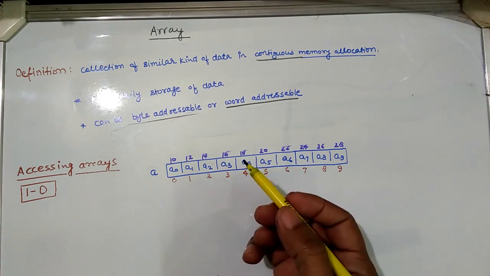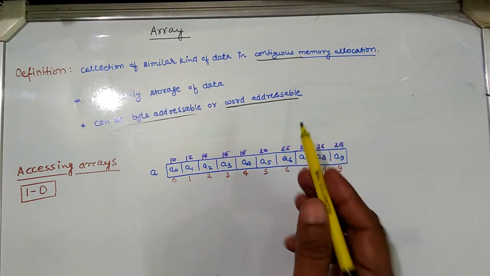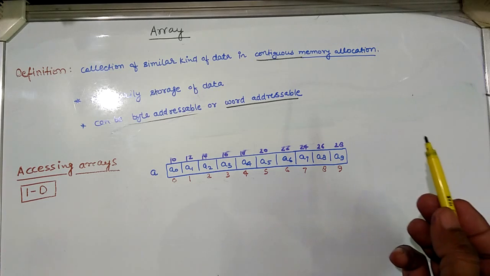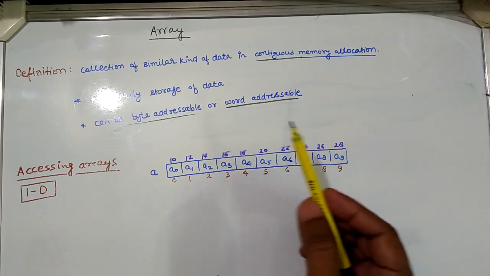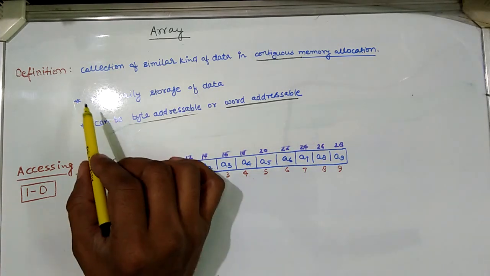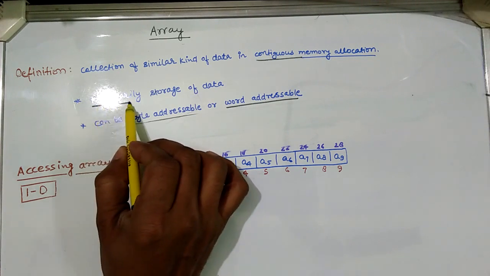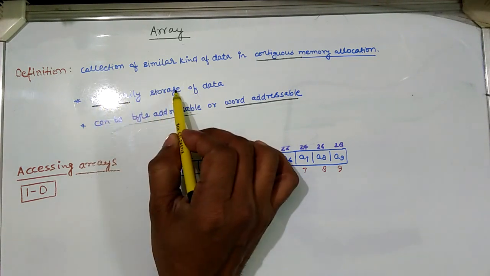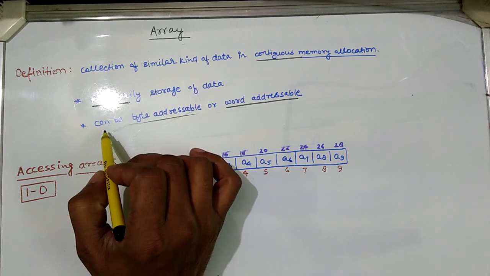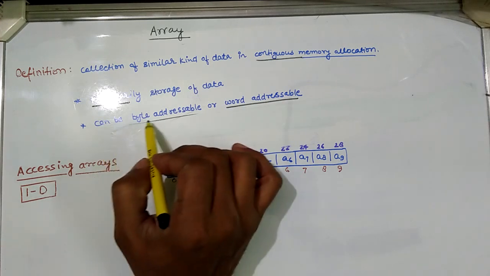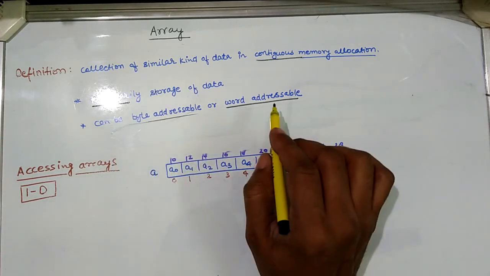So this is the advantage of array that we have contiguous memory allocations available to the array. We can use the array as a temporary storage of data, and we can store the array either by byte addressable format or word addressable format.